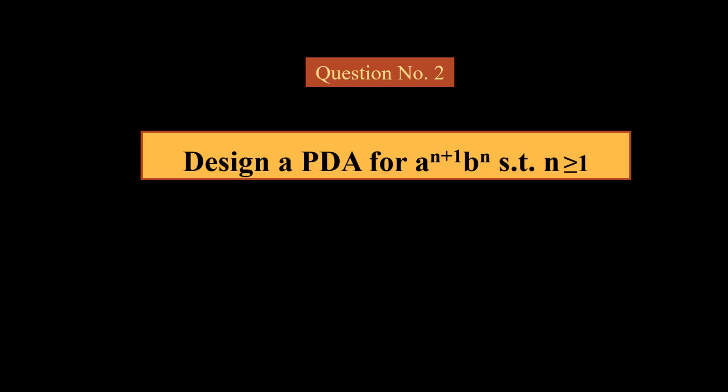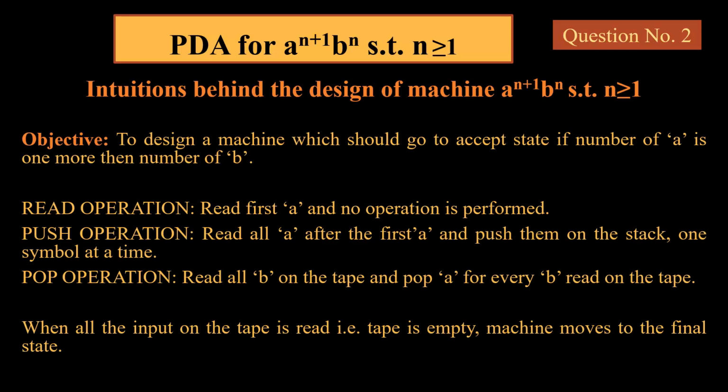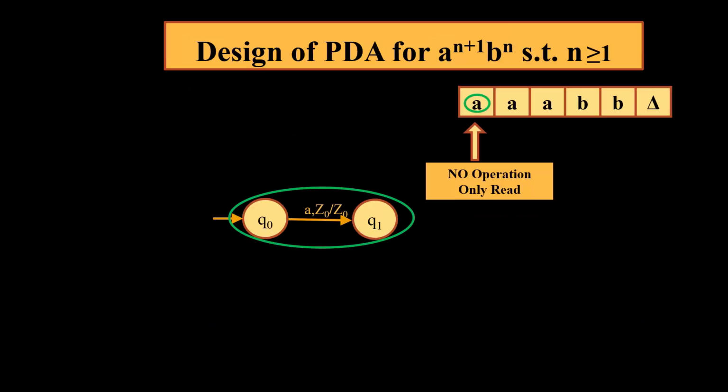Now we move to the second question, that is a^(n+1) b^n such that n is greater than or equal to 1. What are the intuitions behind the design of this machine? We want that the number of a should be 1 greater than the number of b. In order to perform this operation, we will first read the first a, and no operation should be performed corresponding to it. So the first a which is read will actually compensate for one extra a. After that we will have a^n b^n, and the operation which will be performed is, corresponding to every a read on the tape, push it, and corresponding to every b, perform a pop operation. The element which is popped from the stack should compulsorily be a. When the tape is empty, the stack is empty, we move to the final state.